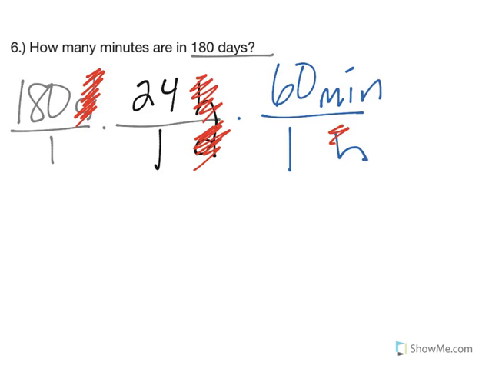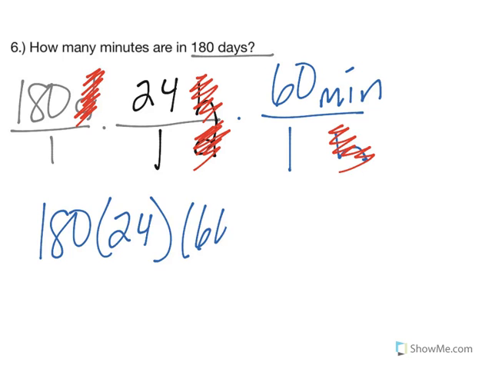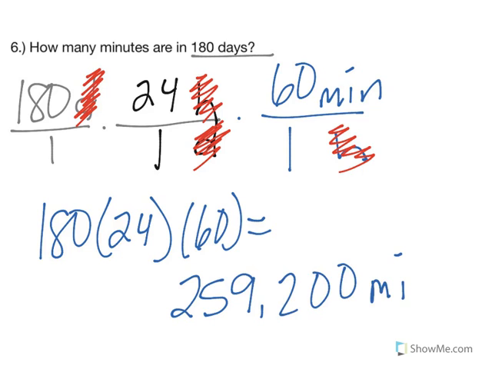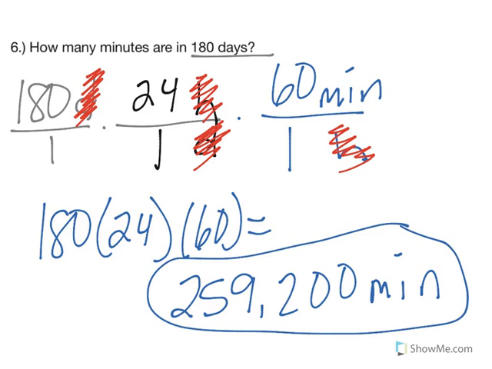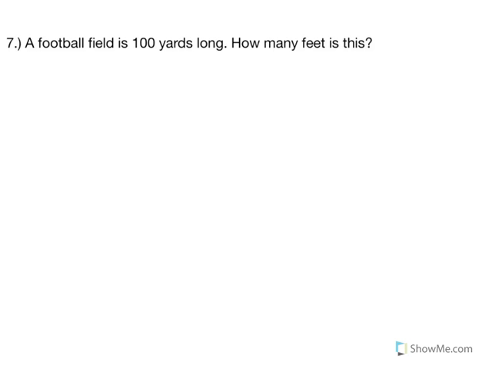One step at a time with these. And now all my numbers are in the numerator. So 180 times 24 times 60. And when I multiply those together, I get 59,200 minutes. The label on my paper says miles. I forgot the N, but I believe that is the right number when you multiply those together. At least I hope so. Whoop, whoop.